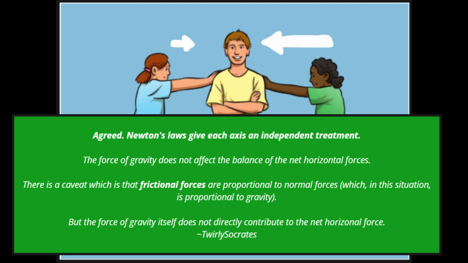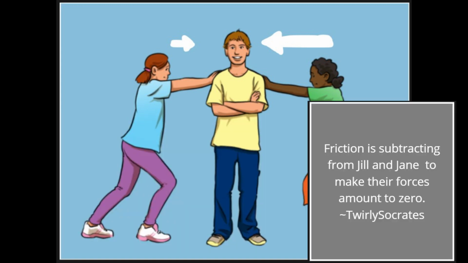Agreed. Newton's laws give each axis an independent treatment. The force of gravity does not affect the balance of the net horizontal forces. There is a caveat, which is that frictional forces are proportional to normal forces, which, in this situation, is proportional to gravity, but the force of gravity itself does not directly contribute to the net horizontal force. Friction is subtracting from Jill and Jane to make their forces amount to 0.